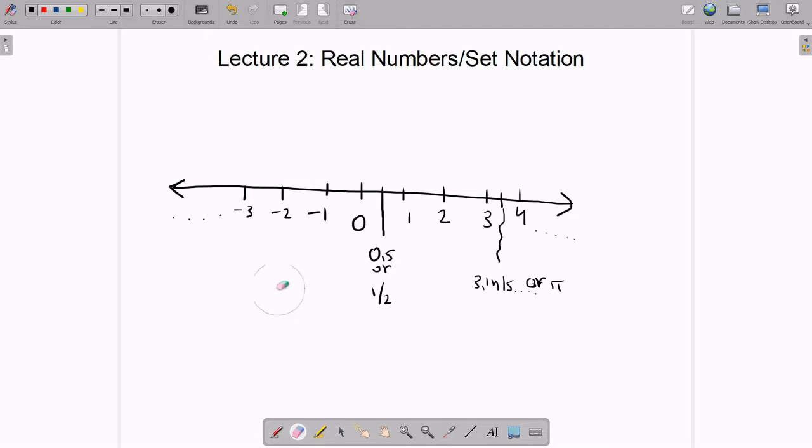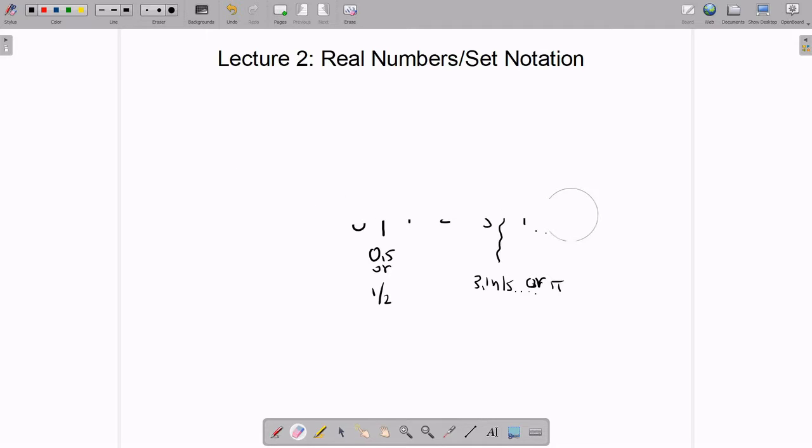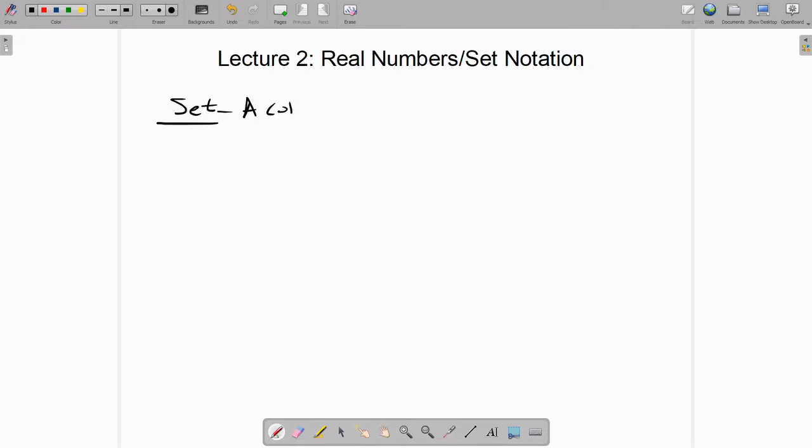In the next part of this series, you have the set notation. With set notation, we have to define what a set is. A set is defined as a group of numbers or a group of elements, or a collection of elements.